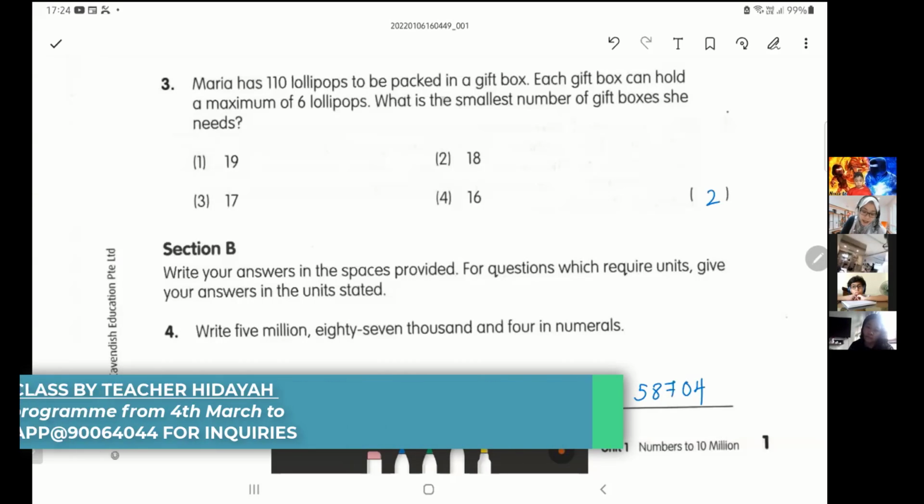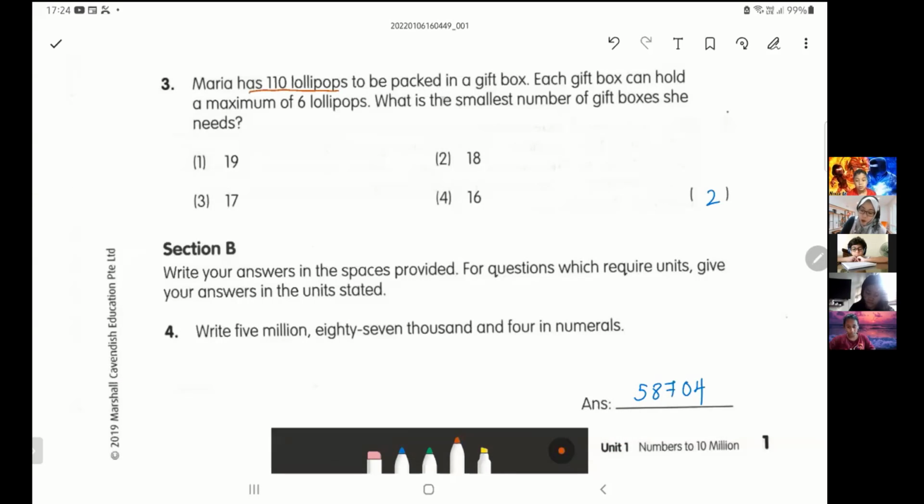Okay, Maria has 110 lollipops to be packed in gift boxes. Each gift box can hold a maximum of 6 lollipops. What is the smallest number of gift boxes she needs? Whenever you see the word maximum or smallest, it means it's not exact. There will be leftovers, there will be remainders. Each means I need to divide, so it's 110 divided by 6. You will get 18 and a remainder 2.